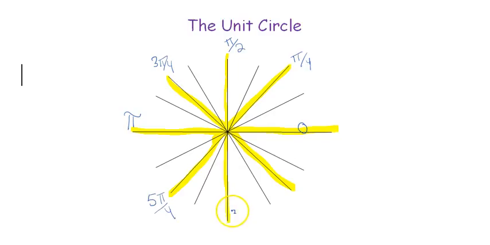6/4, which is going to reduce to 3 pi over 2. 7/4, so 7 pi over 4. And then 8/4, and again 8/4 is going to reduce to 2 pi. So again, pi over 4, 2 pi over 4, 3 pi over 4, 4 pi over 4, 5 pi over 4, 6 pi over 4, 7 pi over 4, 8 pi over 4. That's one whole time around the circle. And you reduce where you can.